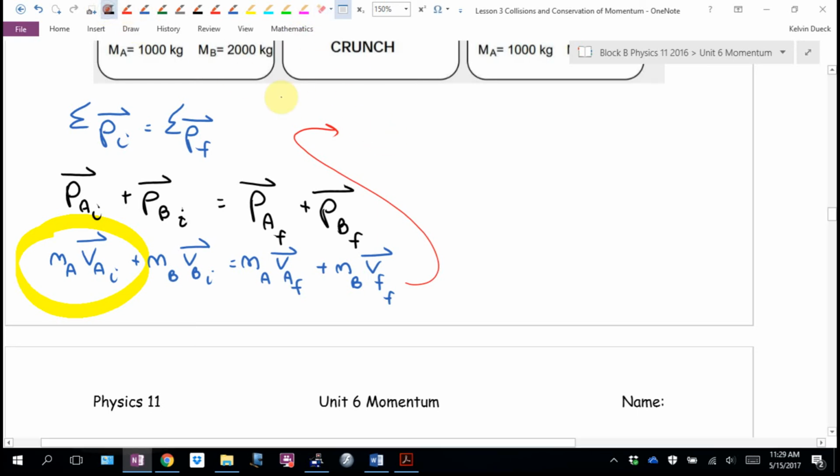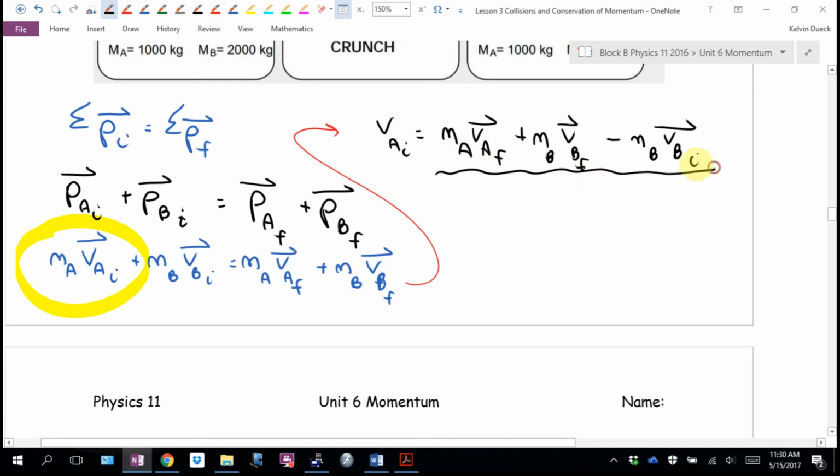So VA initial is going to be the MAVA final, which would just drop down like a domino, and the MBVB. I wrote V final final. I should have written VB final, shouldn't I have? VB final, and then you folks said I'm going to minus the MBVB initial and divide by mass. Which mass? Mass of A?